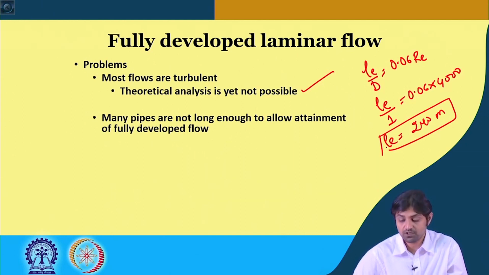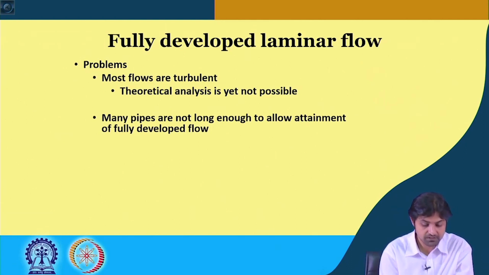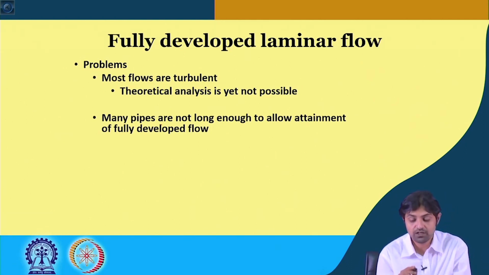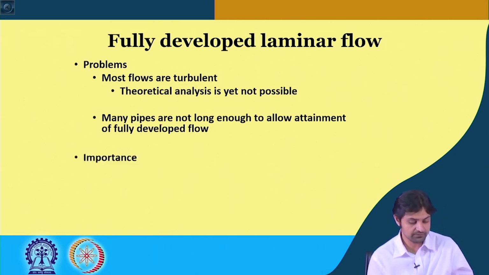Even if the Reynolds number is 1000, it will require at least 60 meters length of pipe. So in most cases, these pipes are not long enough to allow attainment of fully developed flow. For the fully developed part we can actually do the real analysis, but that will occur only after the fully developed region has been reached, which in most cases does not happen because the pipes are shorter in length.